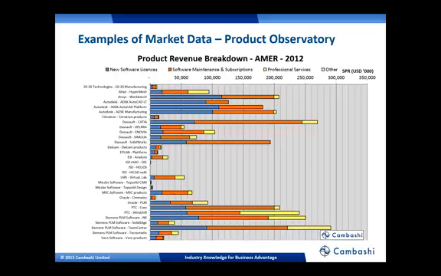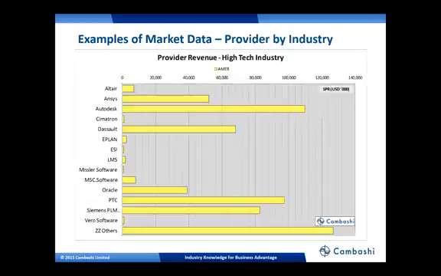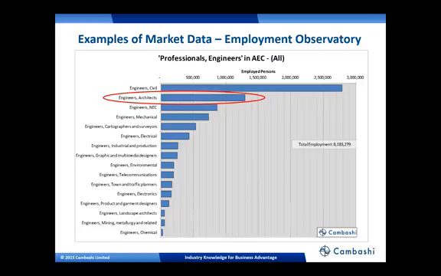And then by combining product revenue information and industry spend information and applying a bit of additional research, we can also get to estimates of provider revenues by industry. So here's a view showing Cambashi's estimates of provider revenues for the high-tech sector in the Americas. For this chart, we selected 14 of the providers that are covered in the product observatory, with the rest in others. Perhaps I should point out that for companies like Oracle, the numbers that we want are not the whole of Oracle, but just the part that matches our definition of engineering software, and the same is true for all providers.